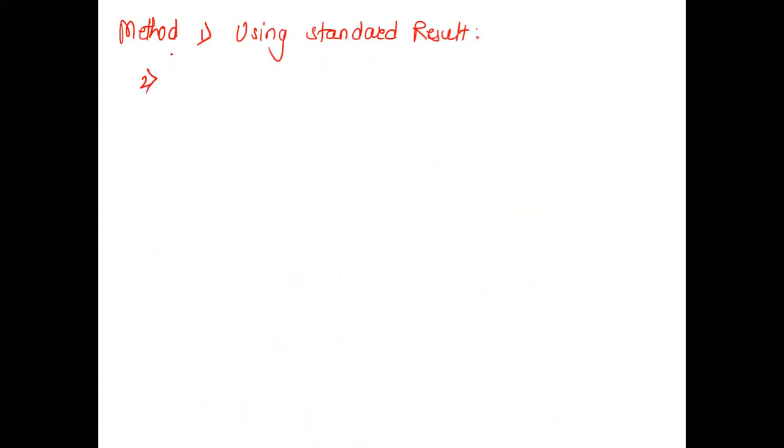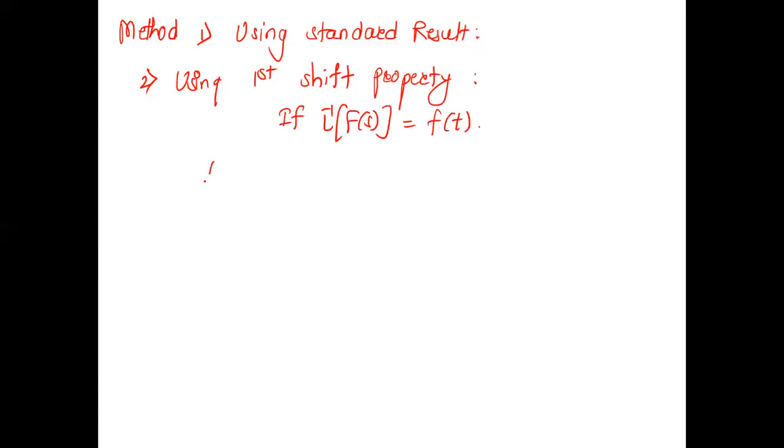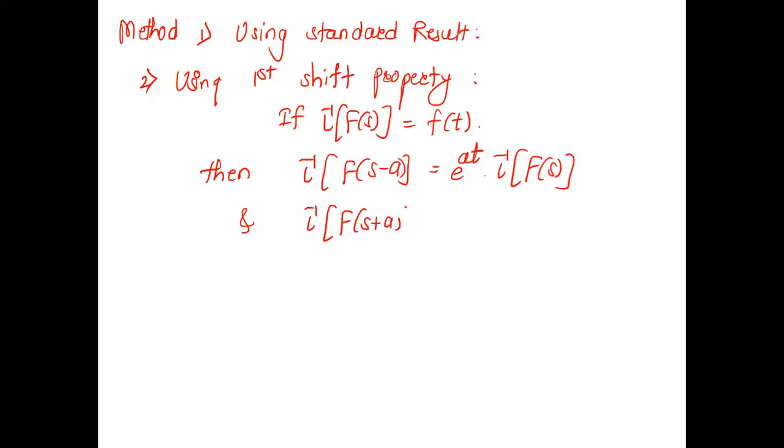The second method in this inverse Laplace transform is using first shift. Correct. So we have seen some examples on that first shift property. So what is that property? Let me just repeat it for you. If Laplace inverse of f of s is f of t, then Laplace inverse of f of s minus a is e raised to at into Laplace inverse of f of s. And Laplace inverse of f of s plus a is e raised to minus at into Laplace inverse of f of s. Yes, we have seen the questions also.